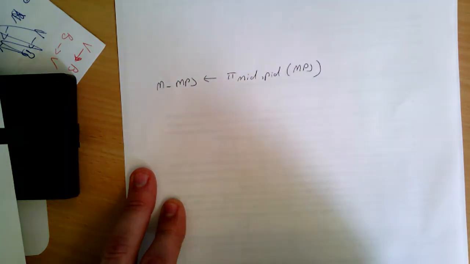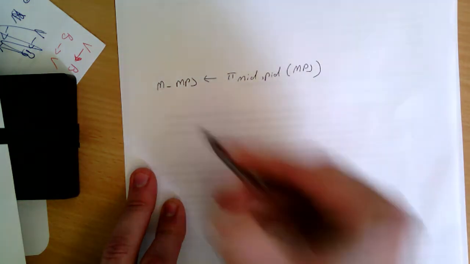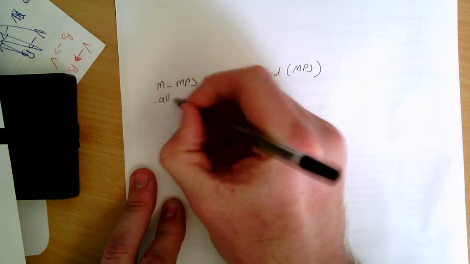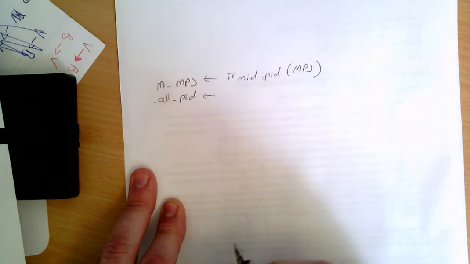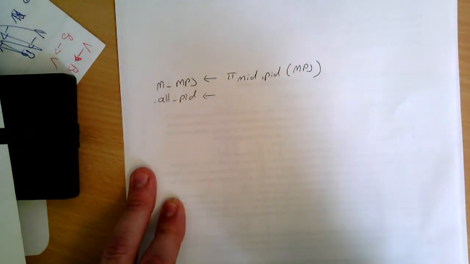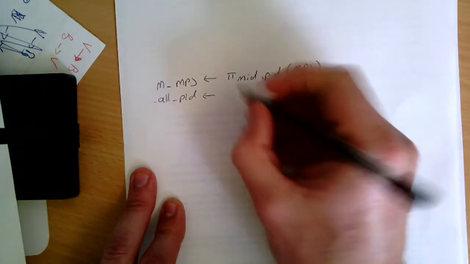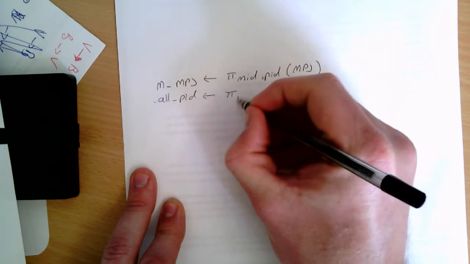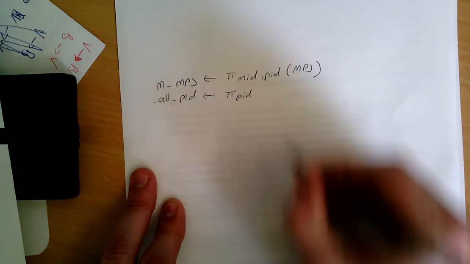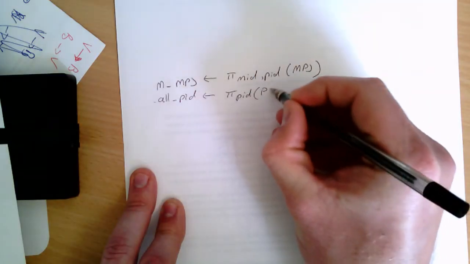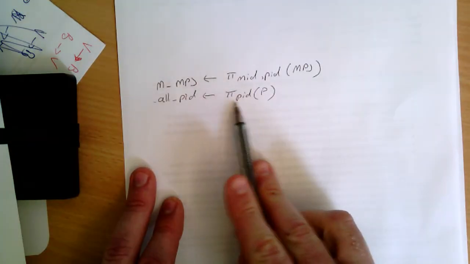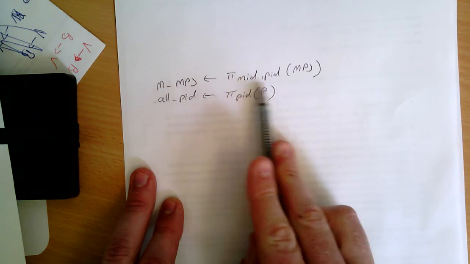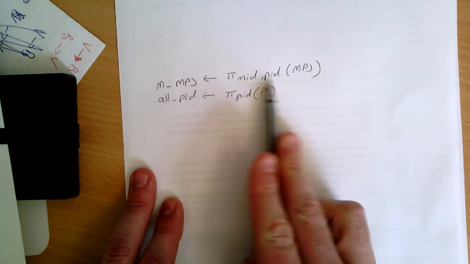Next, we want to get the PIDs of all of our products. So we'll create another intermediate result called all_PID, and we're going to grab the PIDs for all products from the P table. Again, we project to get the PID, and we grab that from our P table. So we've created our two intermediate results here. We've got all product IDs, and we've got all of the records from the MPJ table with the MID and the PIDs.